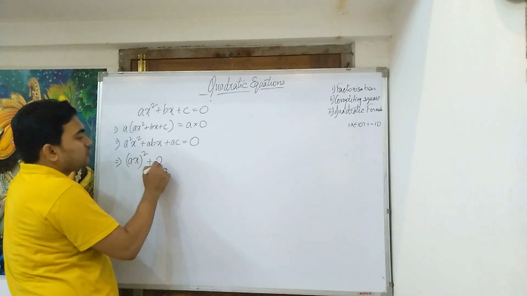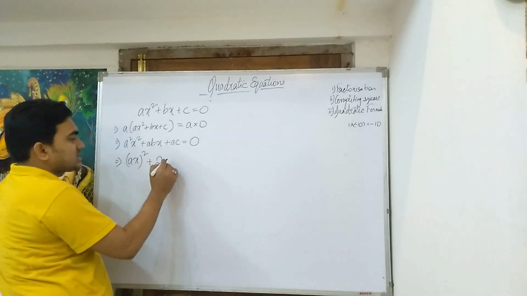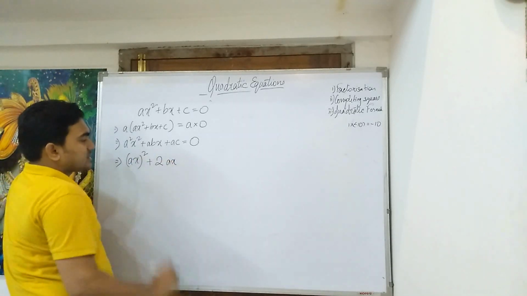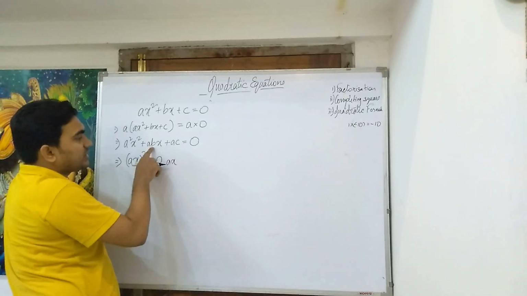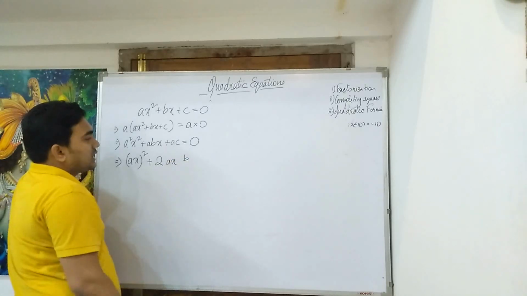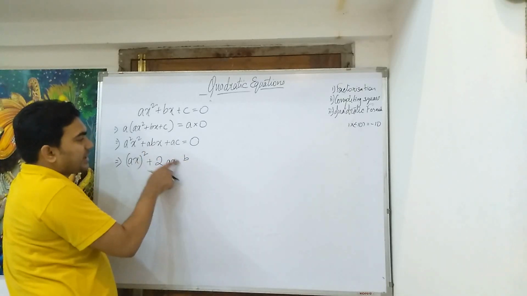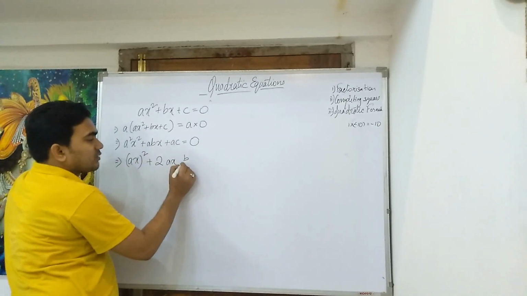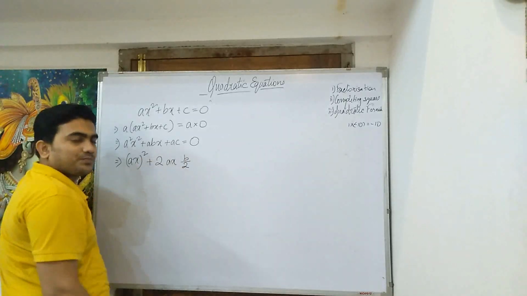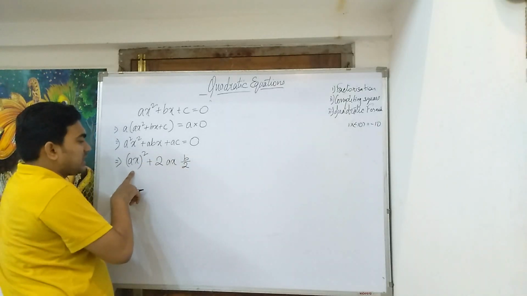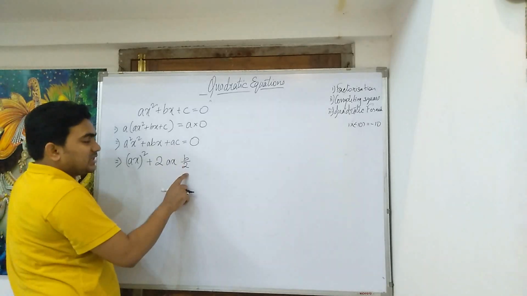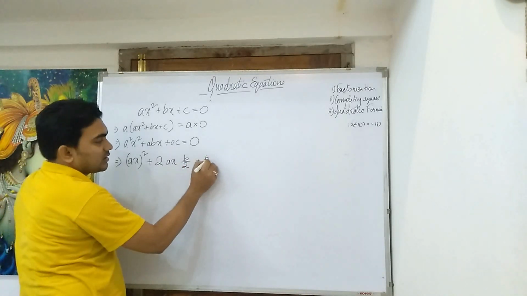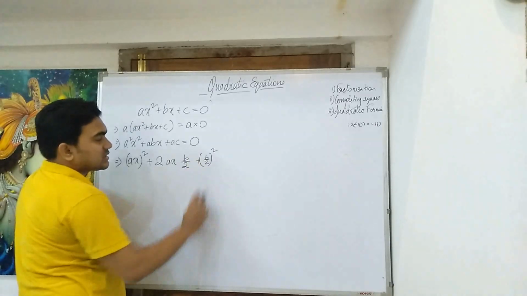So this becomes my a square. Now I need my 2ab term. Out of ax, I have taken a and x, we are remaining with b. But in order to balance this term with this, we have to divide b by 2. So now this is my a square plus 2ab, and my b square term is this.